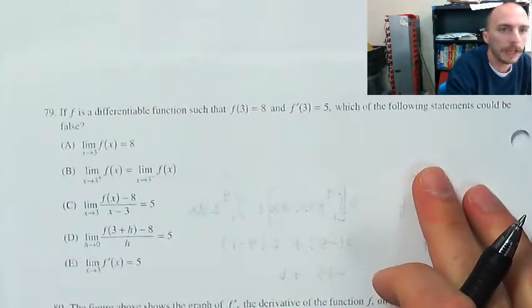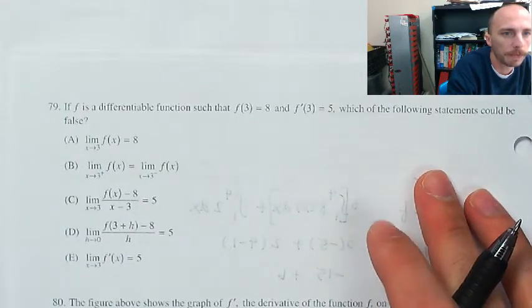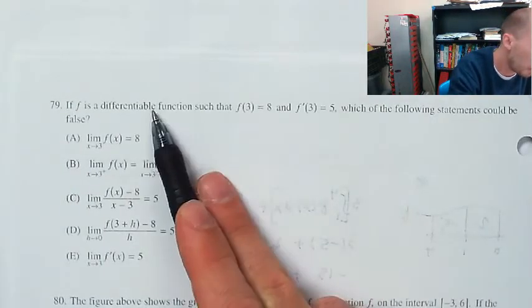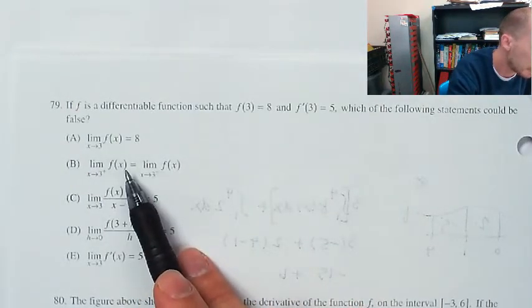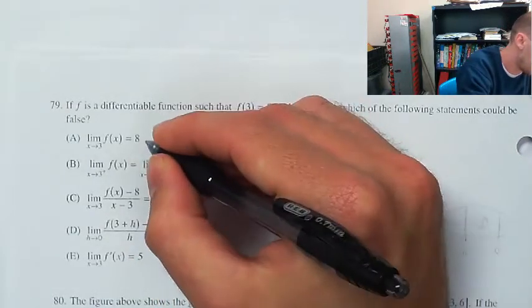Right, number 79. F is a differentiable function with f of 3 is 8 and f prime of 3 is 5. Which of the following statements could be false? Okay, well, if it's differentiable, then we know it's continuous, so that means that the limit of the function has to be the value of the function. Okay, that must be true.